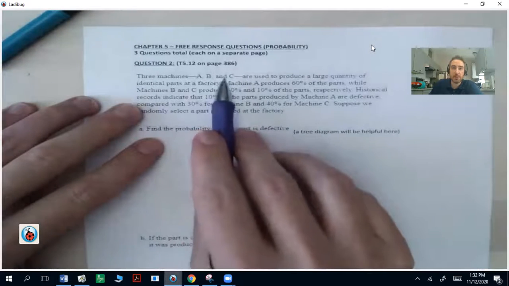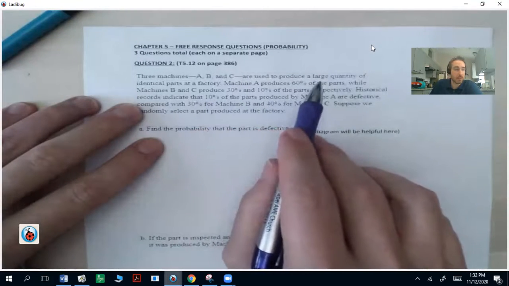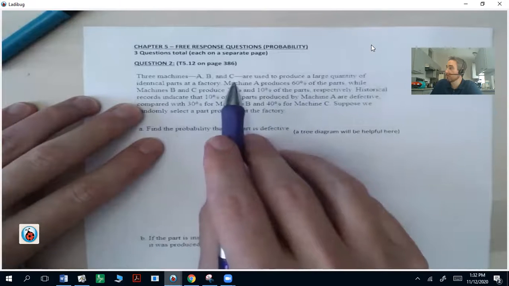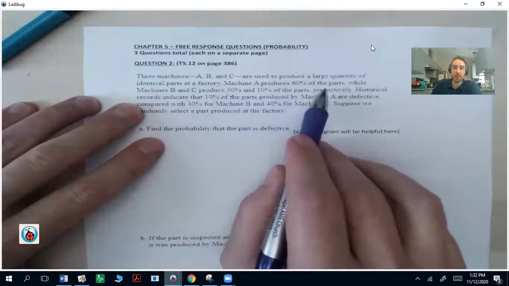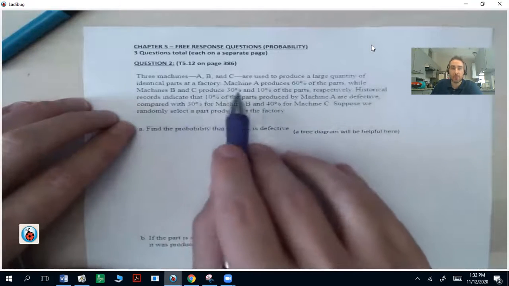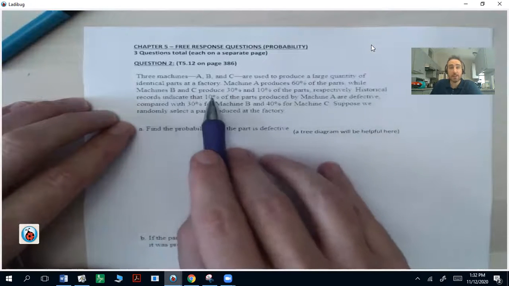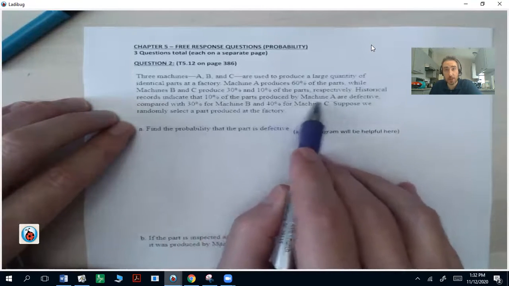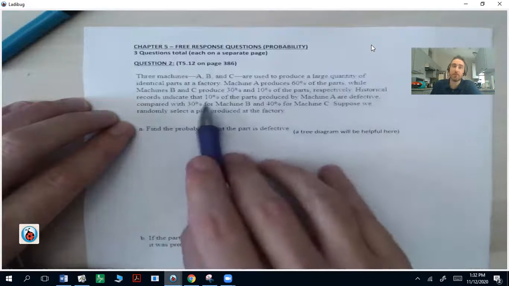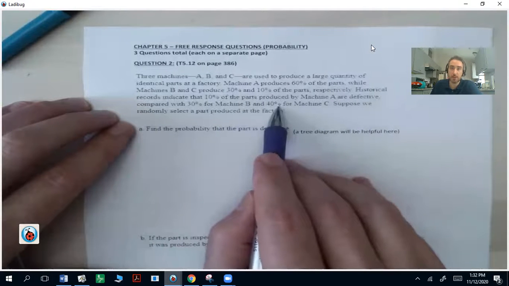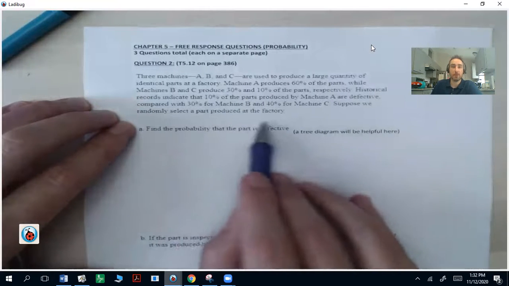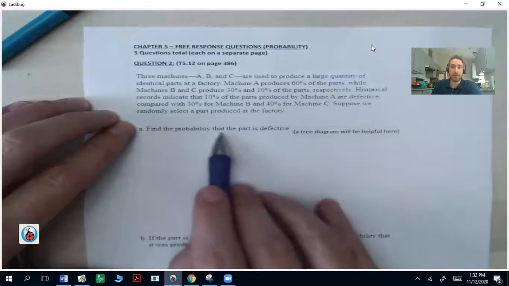3 machines, A, B, and C, are used to produce a large quantity of identical parts at a factory. Machine A produces 60% of the parts, while machines B and C produce 30% and 10% of the parts, respectively. Historical records indicate that 10% of the parts produced by machine A are defective, compared with 30% for machine B, 40% for machine C. Suppose we randomly select a part produced at the factory. Find the probability that the part is defective.